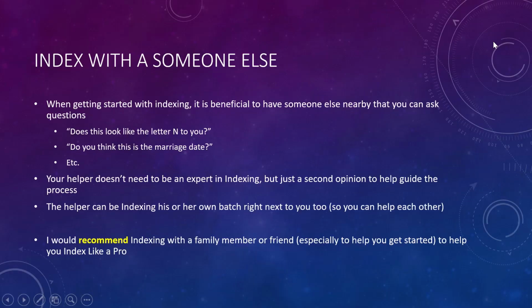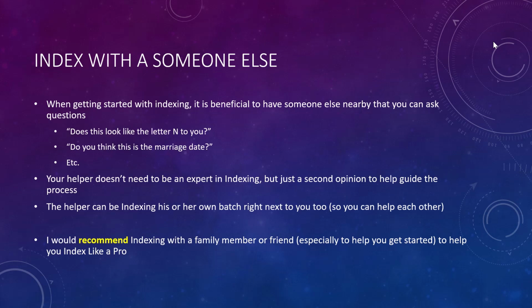The next tip I would like to discuss that helps with indexing is to index with someone else, especially when you're getting started with indexing. It's beneficial to have a partner or a friend or someone else nearby that you can ask questions. Hey, does that look like the letter N to you? Or, do you think that's the marriage date? Or a bunch of other questions. Your helper doesn't need to be an expert at indexing, but just a second opinion to guide the process.